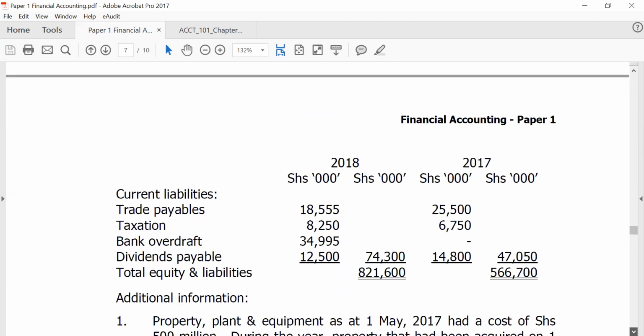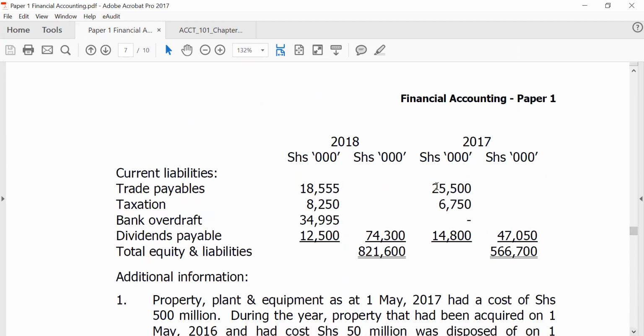And then you come down to your current liabilities. Trade payables were 25,500, they are now 18,555, so there was a reduction. And we shall see how that reduction reflects more of a cash outflow, because it means you settled the obligation, so it has reduced now, which more depicts a cash outflow. And then we're seeing taxation also. We're trying to see how that changes. We also see the bank overdraft right there. We also see the dividends, what has happened with the dividends. So we shall also see, because the dividends also affect our cash position.